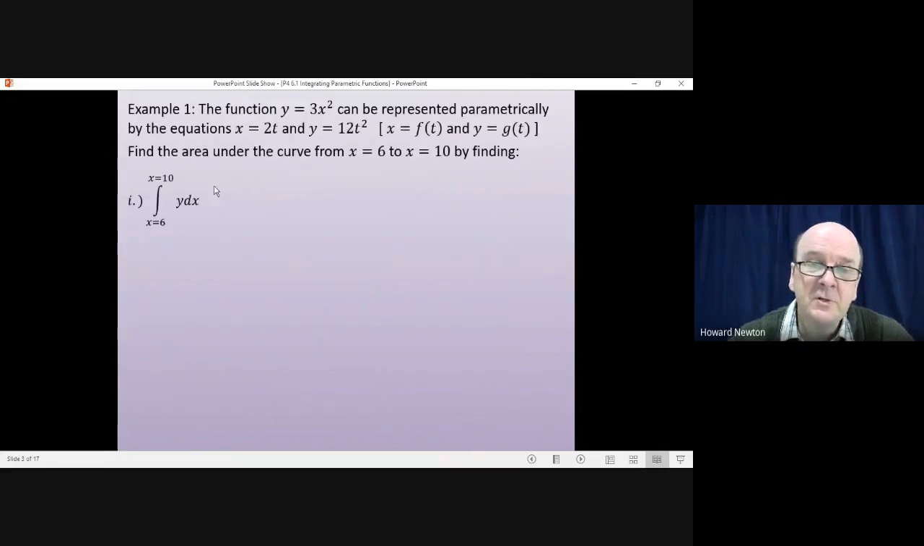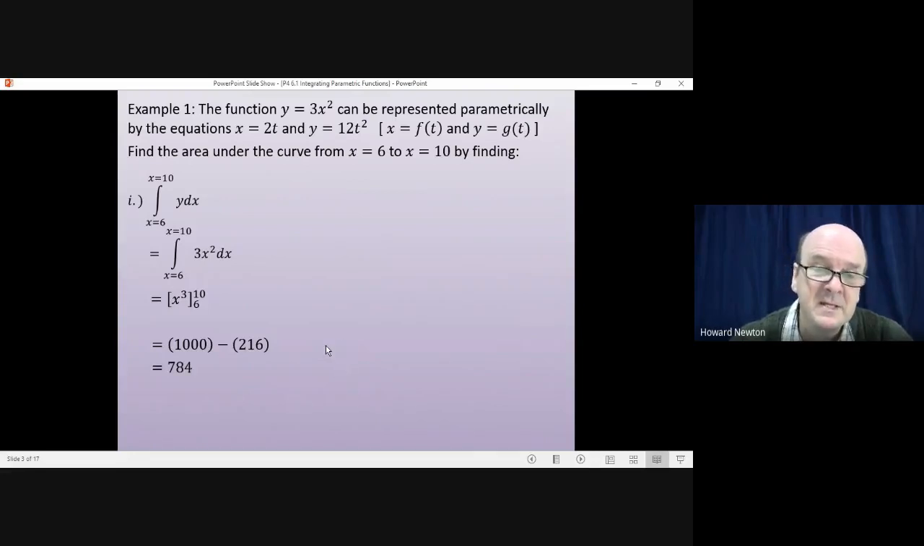So first of all, just doing a normal integration, y equals 3x squared, so it's the integral of 3x squared with respect to x. Integrating that gives us x cubed, the limits are 10 and 6. Putting in 10, we get 1,000. Putting in 6, we get 216. That gives us 784 for the answer.